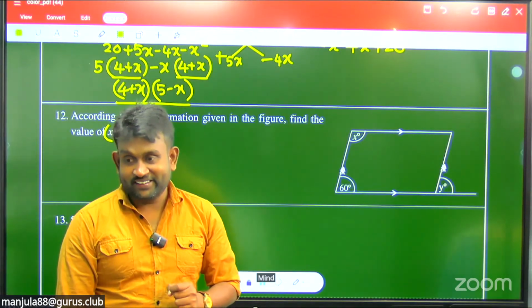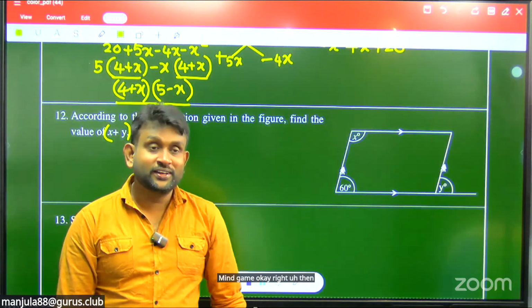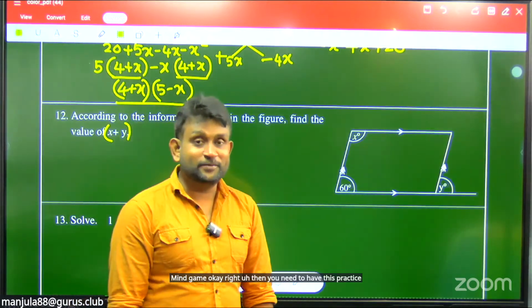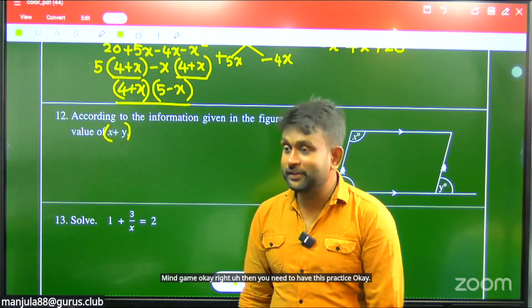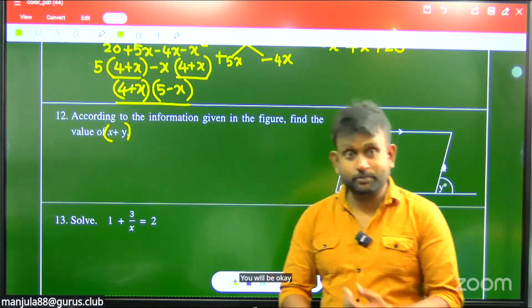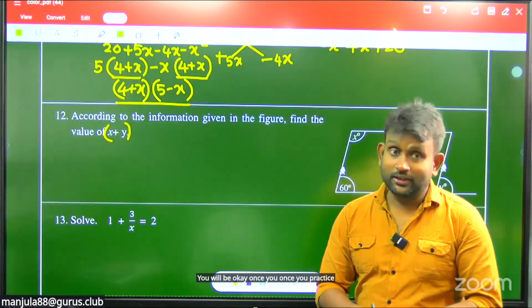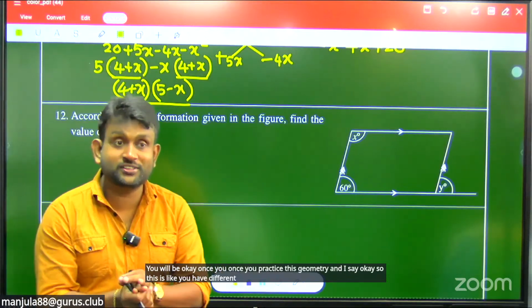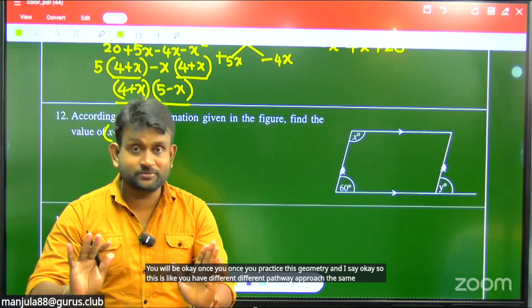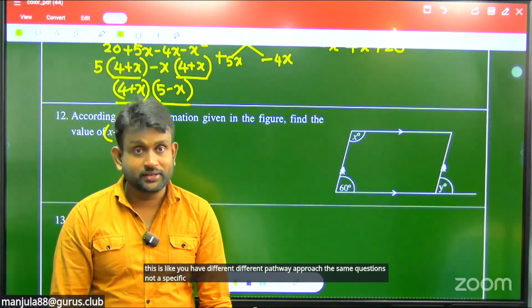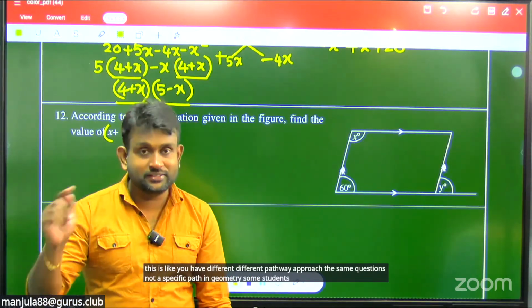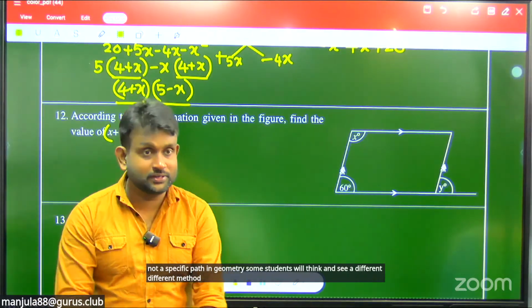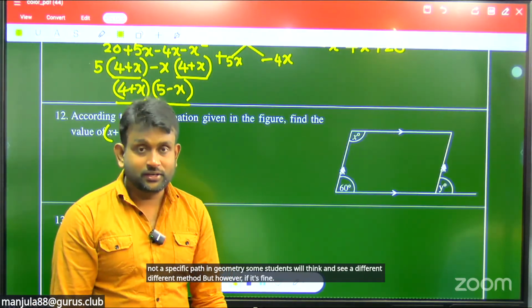Then you need to have this practice. You will be okay once you practice geometry in a nice way. This is like you have different paths to approach the same question, not a specific path in geometry. Some students will think and see a different method, but if it is fine, they will give the marks, right?